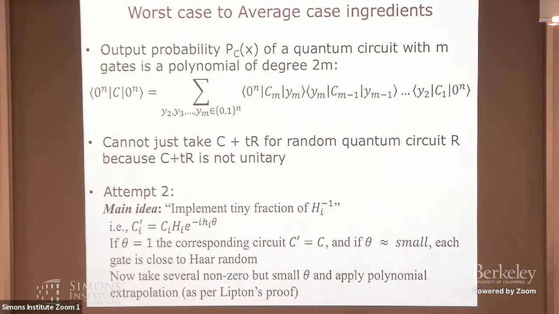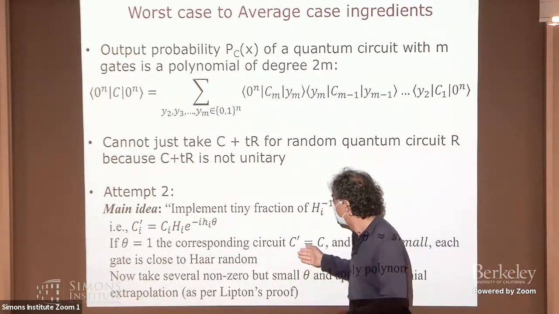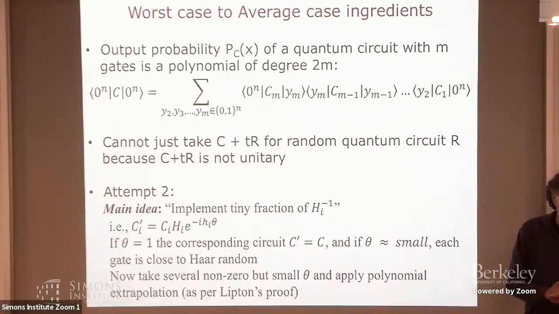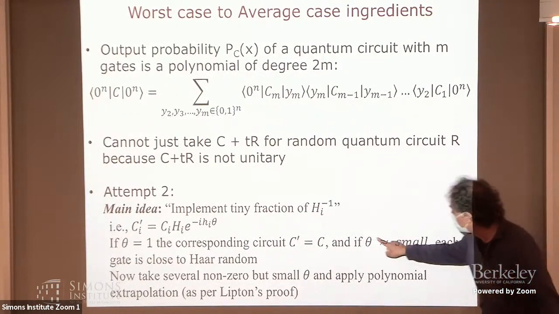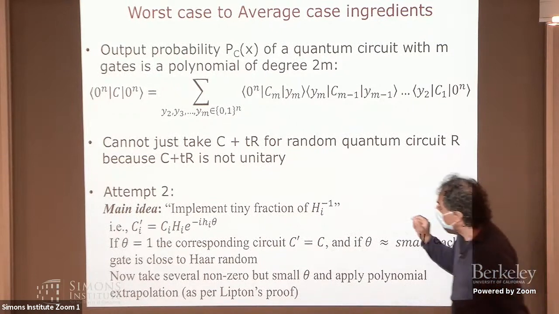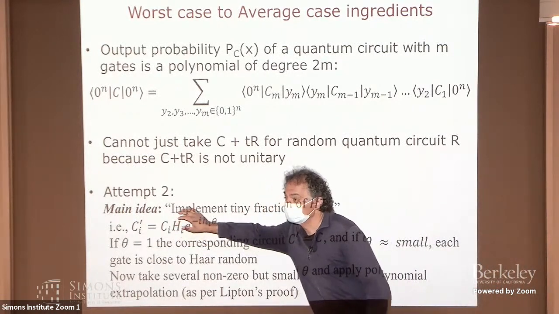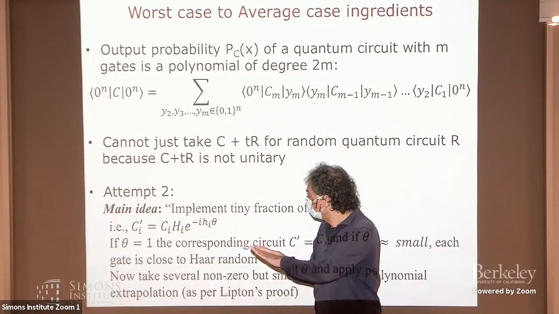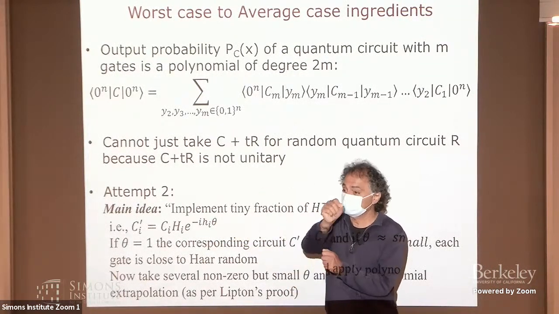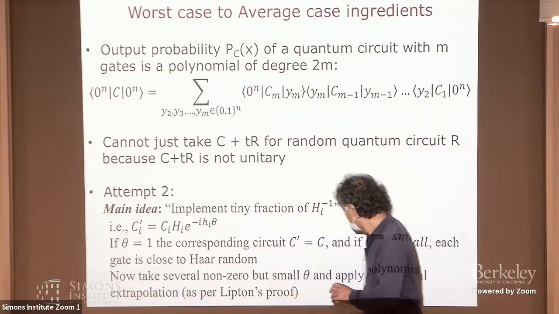If theta is equal to one, then of course we just dialed it back totally, and so we got back to the original circuit. If theta is zero, then we totally applied this random gate, and so we're back where we were in the previous slide. But now we'll take theta as small, and so now each gate is very close to Haar random. And now we have this single parameter family again, right? Because we're going to apply different random gates for each gate of the circuit, but we'll dial it back by the same amount theta. So this theta is the corresponding parameter to t in Lipton's, right? So now we have a univariate polynomial.